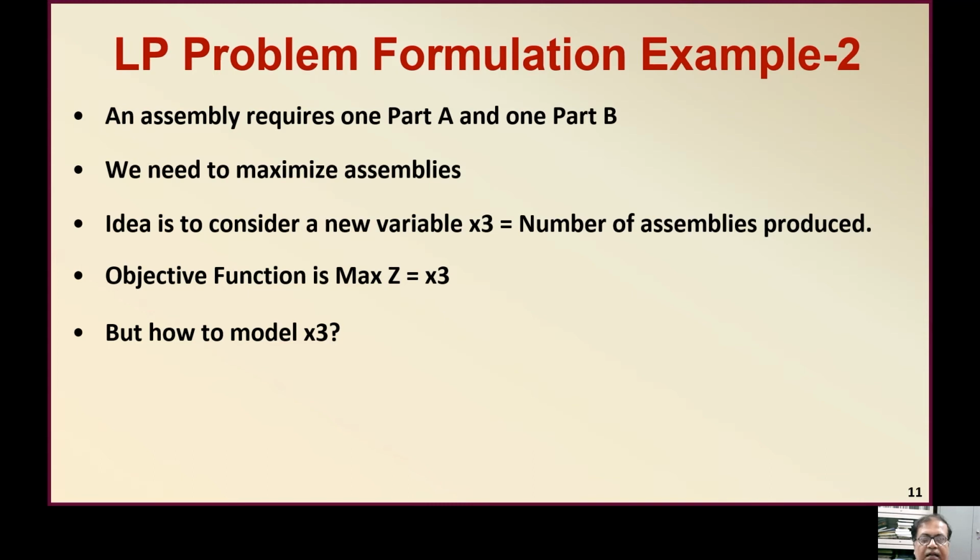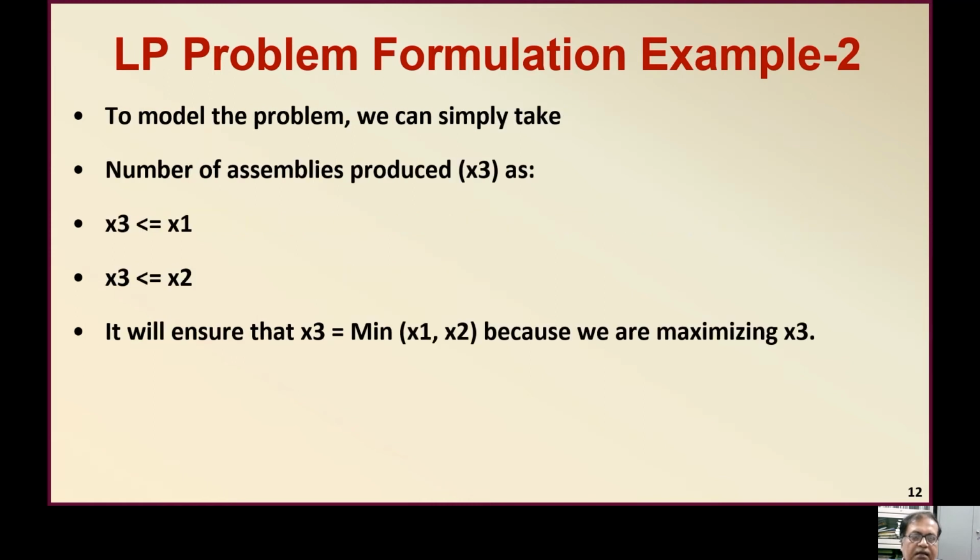Think over it a little bit. Now one thing you see, one part A and one part B together make one assembly, right? So one assembly requires one part A and one part B. So if x1 is part A, x2 is part B, x3 is assembly, tell me, is x3 bigger than x1? No. Is x3 bigger than x2? No. So can you say that x3 is always going to be less than both x1 and x2? Is it not? So that is the answer really.